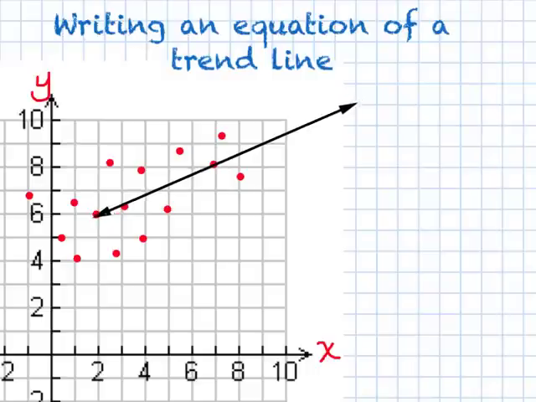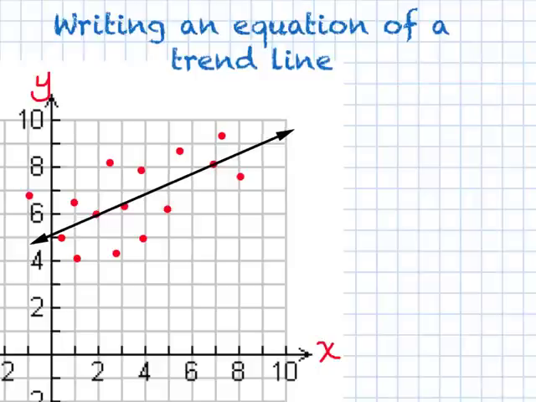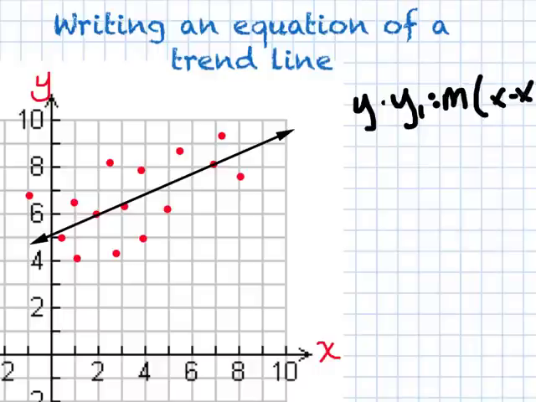Now notice that it asks us not just to draw in a trend line, but to write an equation for this trend line. We have a couple options here. We have numerous different equations, correct? We know our point slope form, which is y minus y1 equals m(x minus x1). And we also know our slope-intercept form. Slope-intercept is y equals mx plus b.